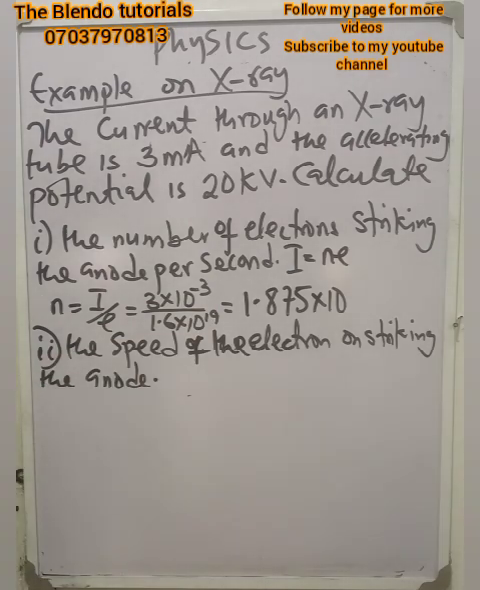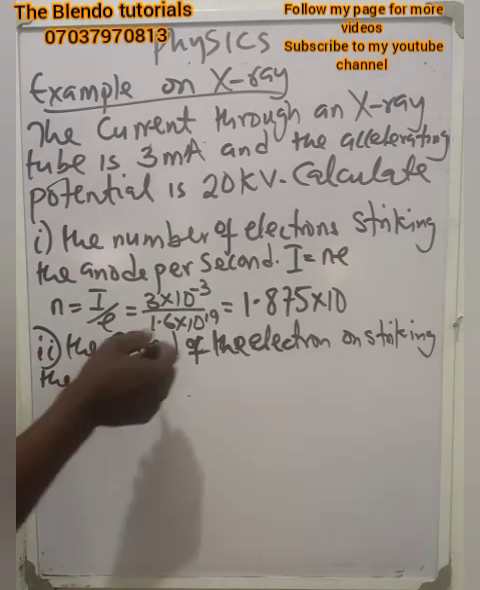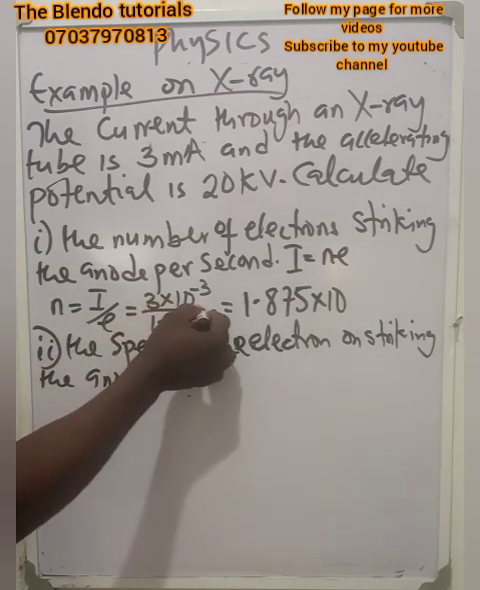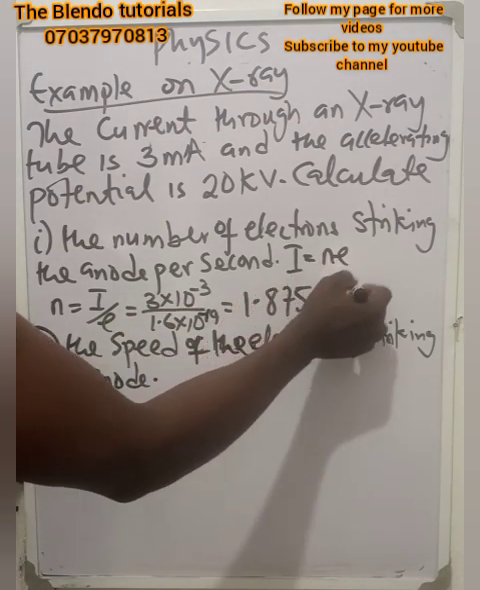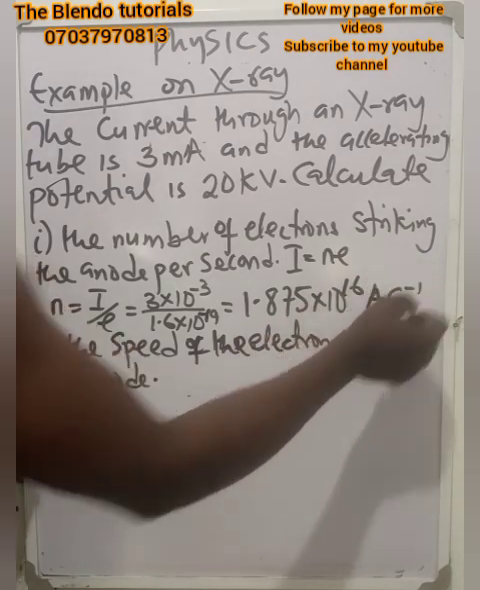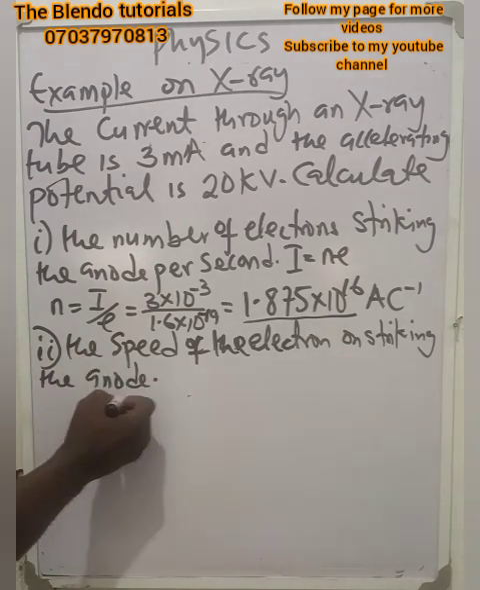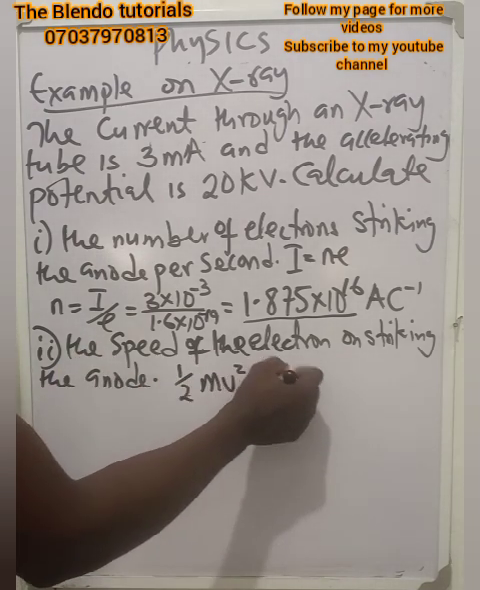Number of electrons is current over charge: 3 times 10 raised to the power minus 3 over 1.6 times 10 raised to the power minus 19, which is equal to 1.87 times 10 raised to the power 16 per second.